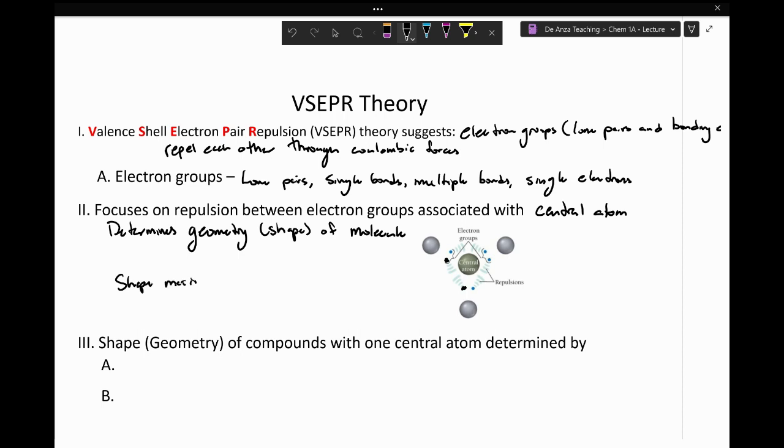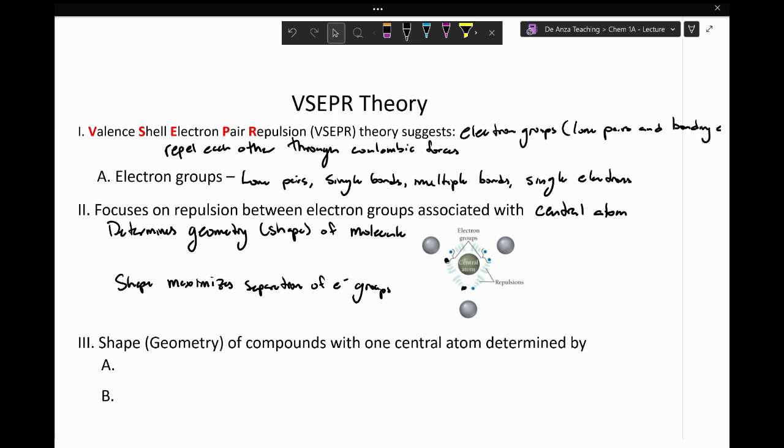So shape maximizes separation of electron groups. And this minimizes energy.